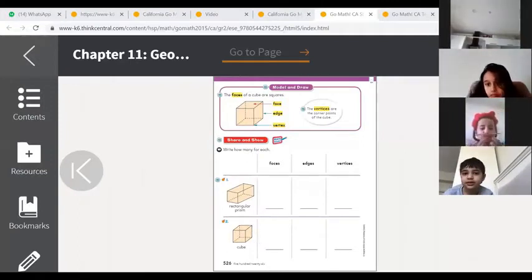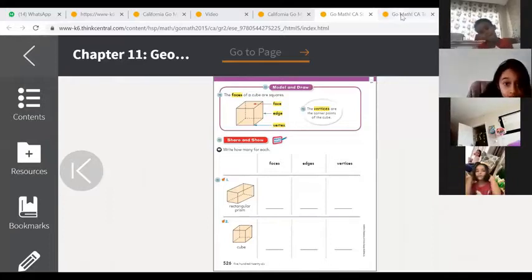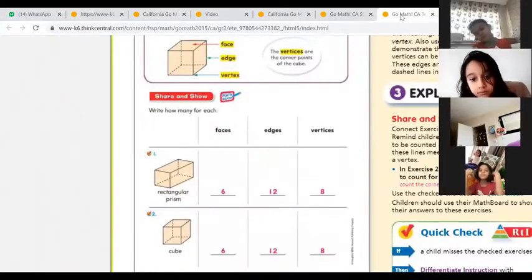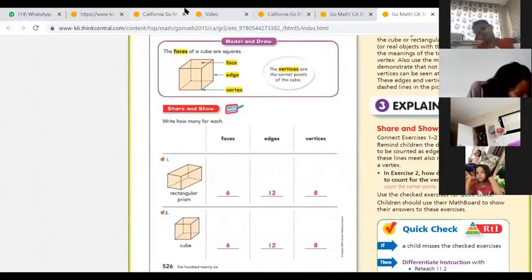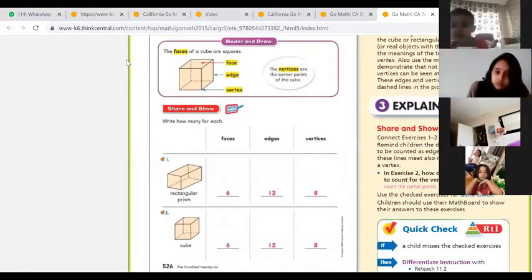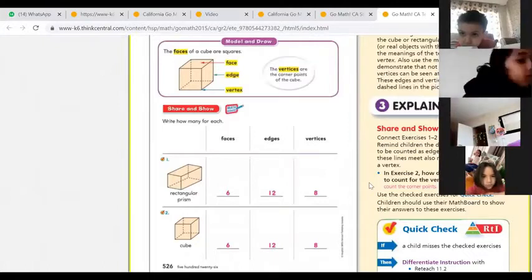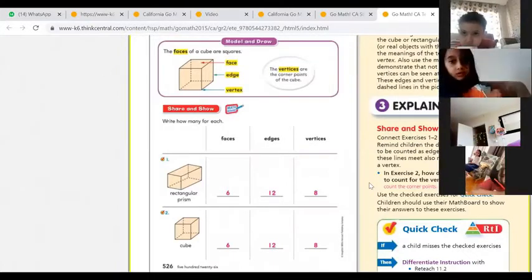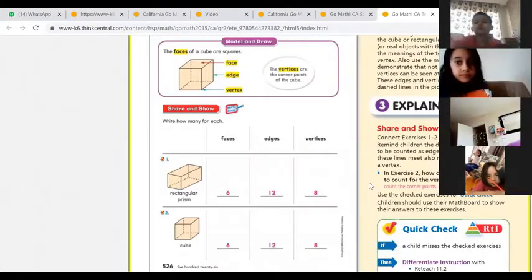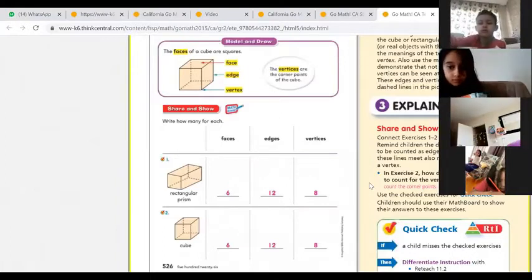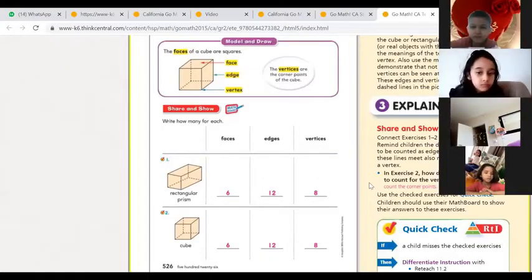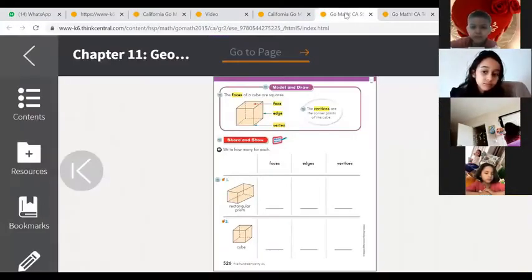Very good. So please check your answers. Do you all have right answers? It should be 6, 12, 8 for the rectangular prism. 6, 12, 8 for the cube. The same. Let's move to the second page or the third page in this lesson.